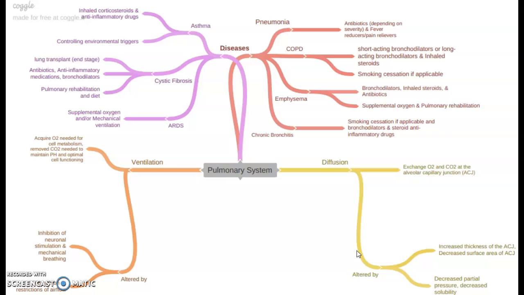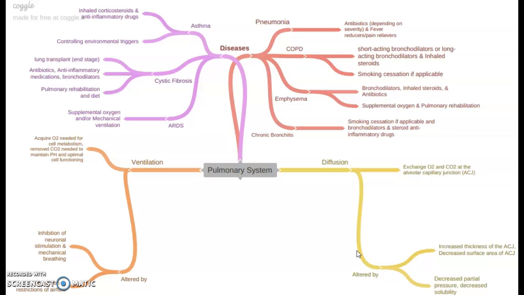First I start with, of course, the pulmonary system and defining the two terms, which are ventilation and diffusion. So ventilation is the process that acquires O2 needed for cell metabolism, removes CO2 needed to maintain pH and optimal cell functioning. Ventilation is altered by inhibition of neuronal stimulation and mechanical breathing, and obstruction or restrictions of airflow.